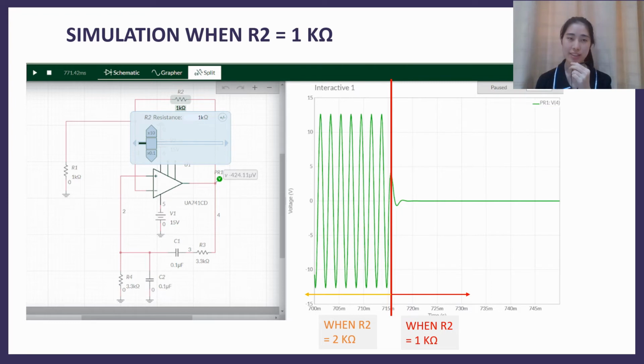We can see that the wave quickly becomes 0 from the graph. This is because the gain A is less than 3 when the resistance R2 is 1 kiloohm. So the wave cannot sustain and no complete cycle can be formed, whether it is theoretical or practical.